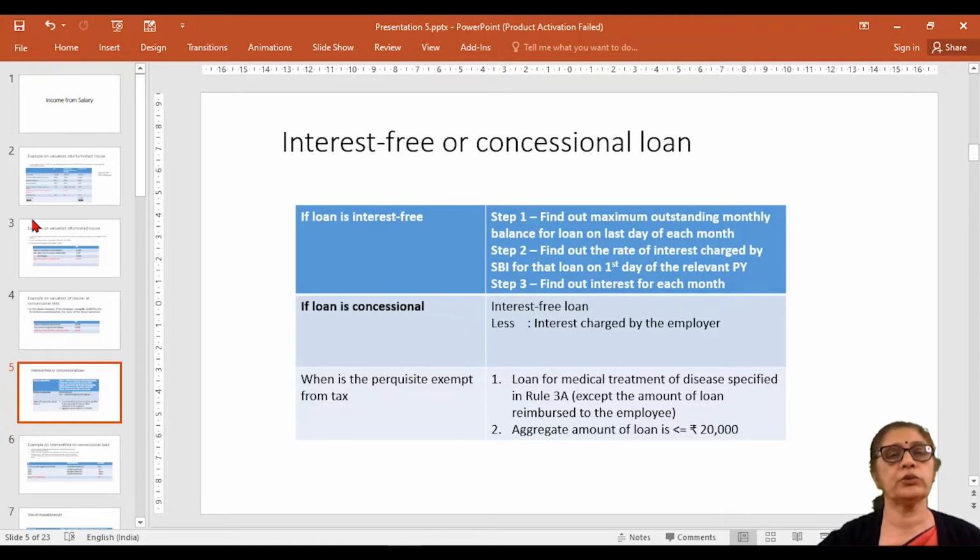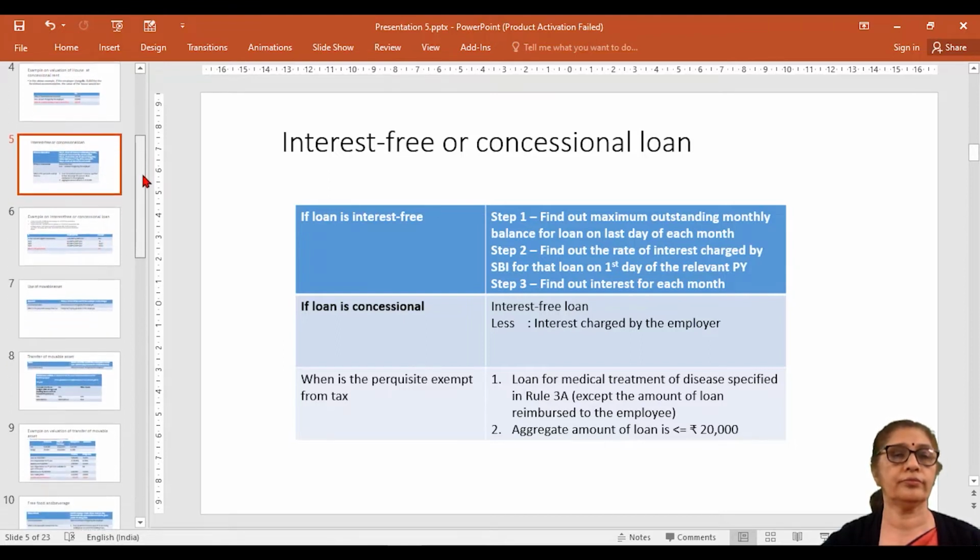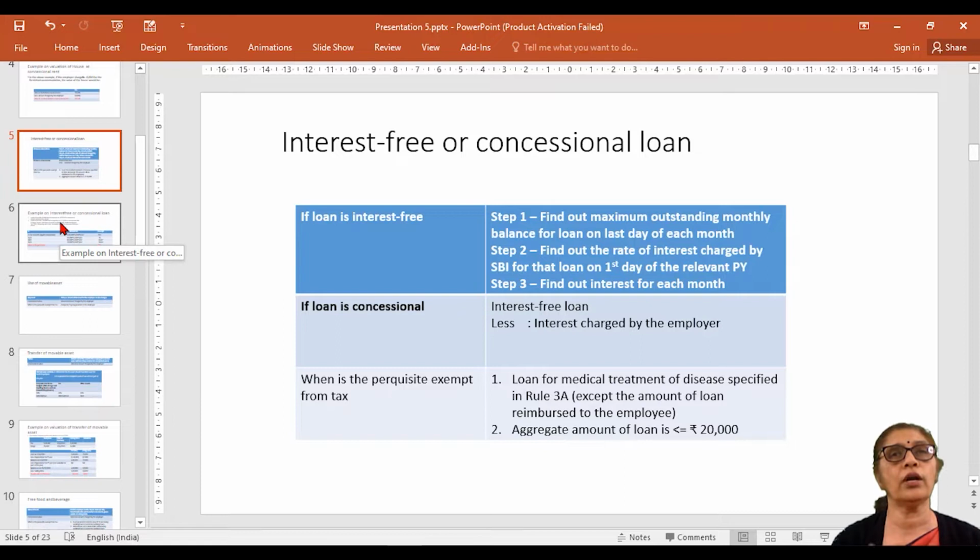The next perquisite that we talk about is loan given by the employer to employee. We need to be careful of a lot of things when we talk of loan. Similar to house, loan could be interest free or loan could be concessional. That is, I'm getting a loan free of interest. You are not paying any interest to employer. Or you are paying an interest which is concessional. Say bank charges 10%, employer charges 4%. So I'm getting a benefit of 6%.